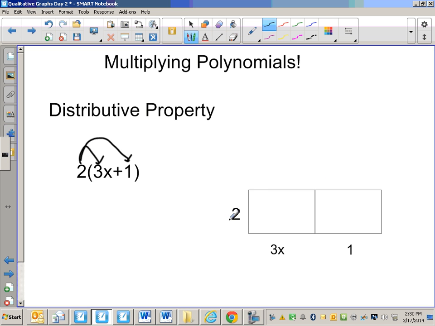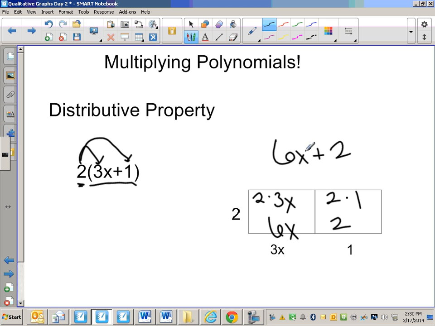And back when we first started talking about this first semester, we did these area models. So to kind of remind you what we did there, we had the 2 over here by itself because it was outside the parenthesis by itself, and then 3x and 1 together here because it was together inside the parenthesis. And we're just going to find the area of each box. So 2 times 3x would give me the area of this box, which is 6x. And 2 times 1 gives me the area of this box, which is 2. And so then I was able to come up with my answer of 6x plus 2. So just like 2 times 3x and 2 times 1 is 6x plus 2. So that's kind of what we did before.